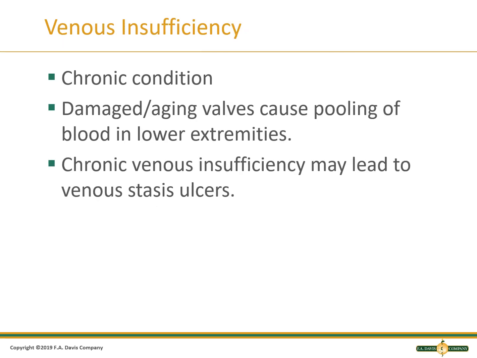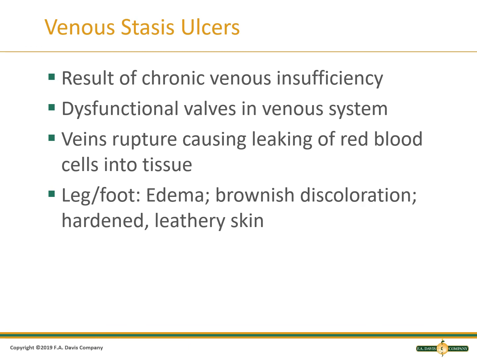Next, we will discuss venous insufficiency, which is a chronic condition. Damaged or aging valves eventually lead to pooling of blood in the lower extremities and can cause venous stasis ulcers. Venous stasis ulcers are the end result of chronic venous insufficiency. Dysfunctional valves in the venous system prevent or reduce the venous blood return. With time, the congestion and decreased venous circulation lead to changes in the lower extremities.